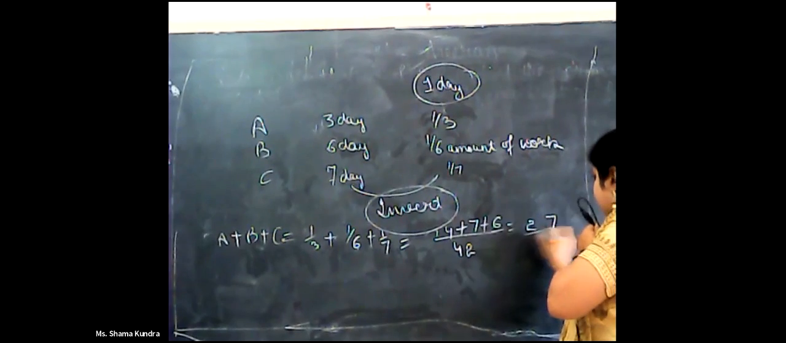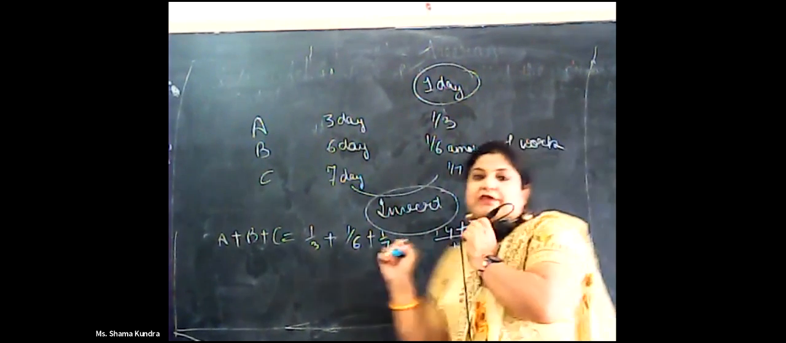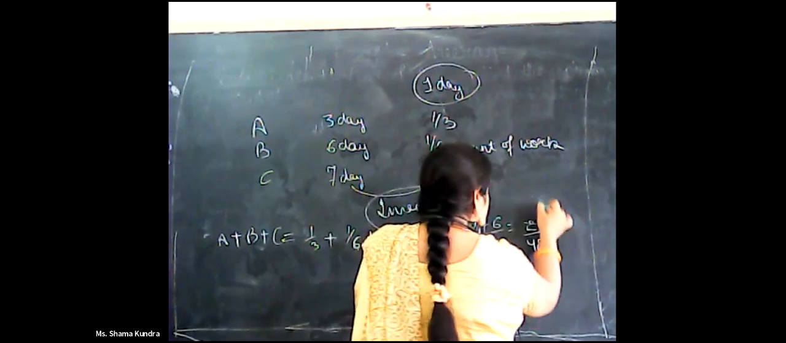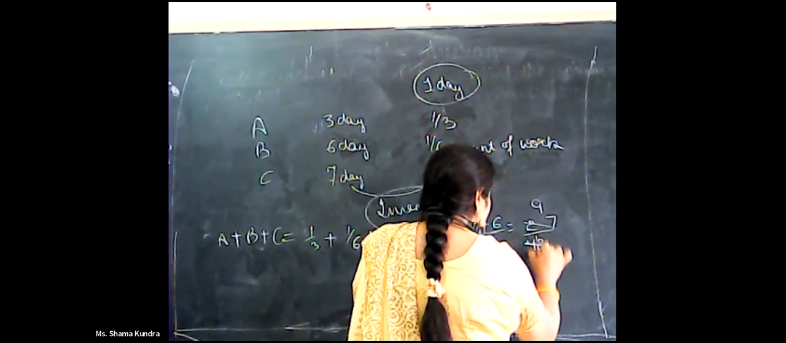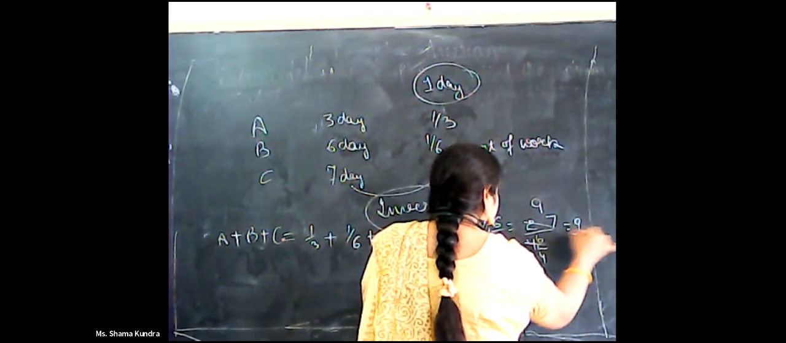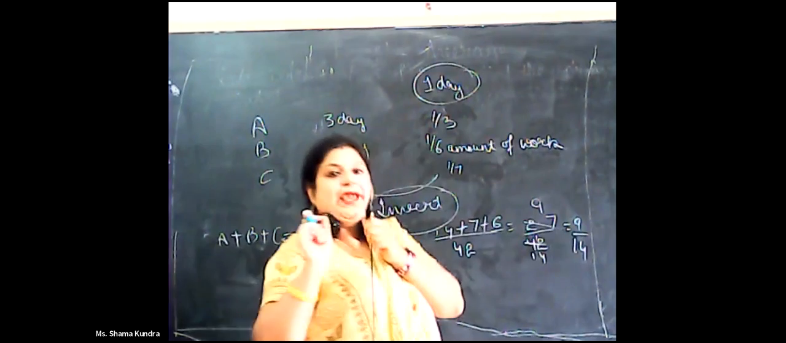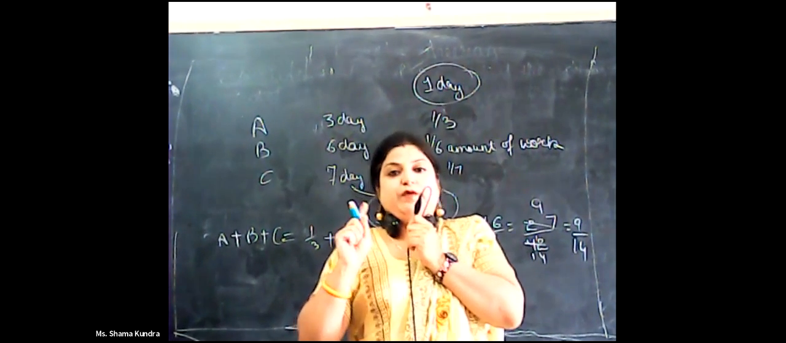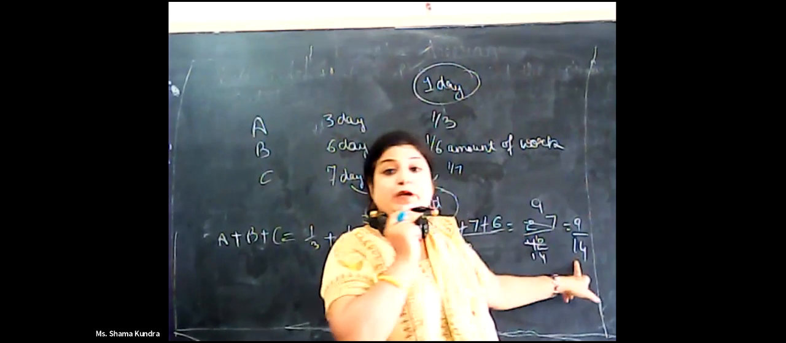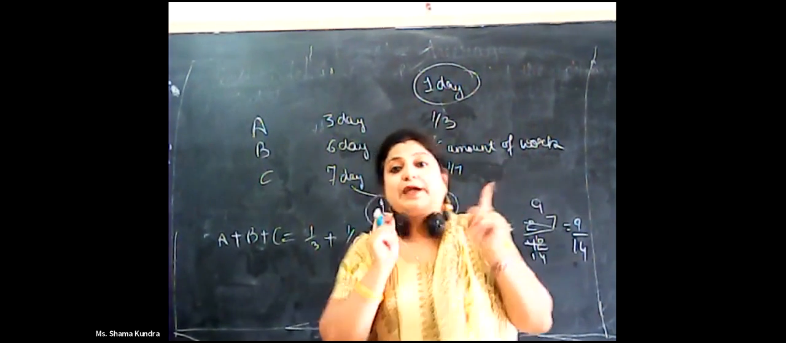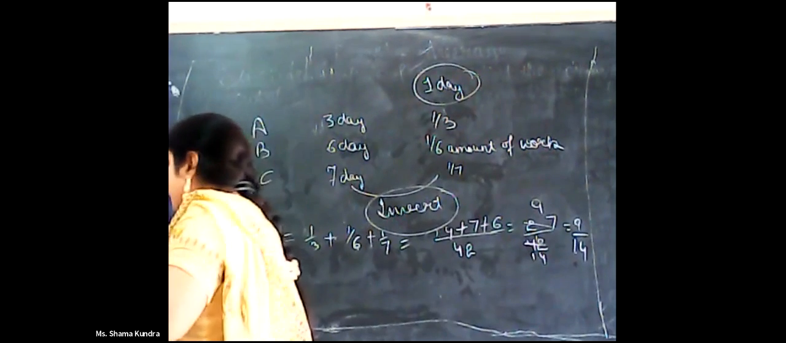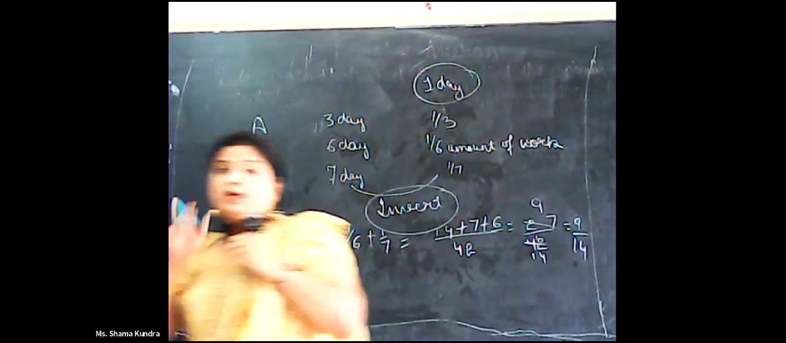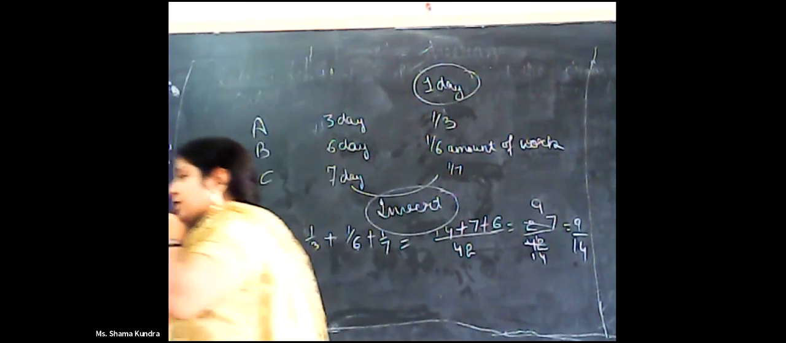You will get 27. On dividing it with the help of the 3 table, 3 nines are 27, so you will get 9 by 14. So A, B and C combined do how much work? 9 by 14 amount of work in one day. They will do 9 by 14 work. So how many days will they take? Just invert.